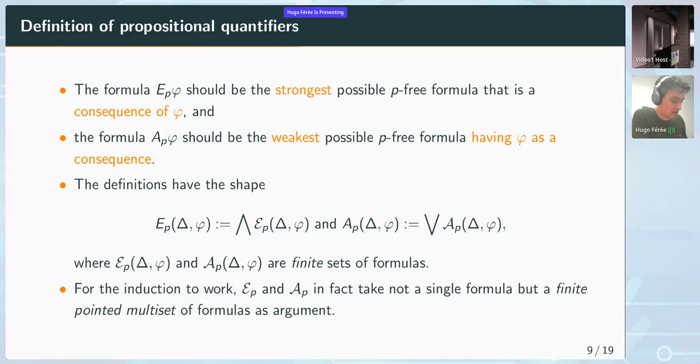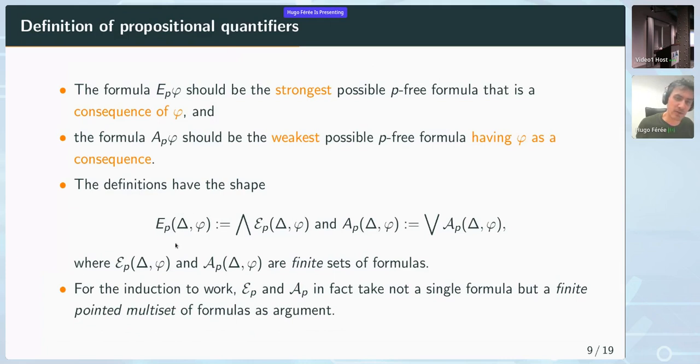So how do we build those formulas EP and AP? Recall that EP should be the strongest possible P-free formula that's a consequence of phi, and conversely, AP should be the weakest antecedent of phi which doesn't have P. And they are defined this way by Pitts. EP is a conjunction, AP is a disjunction.